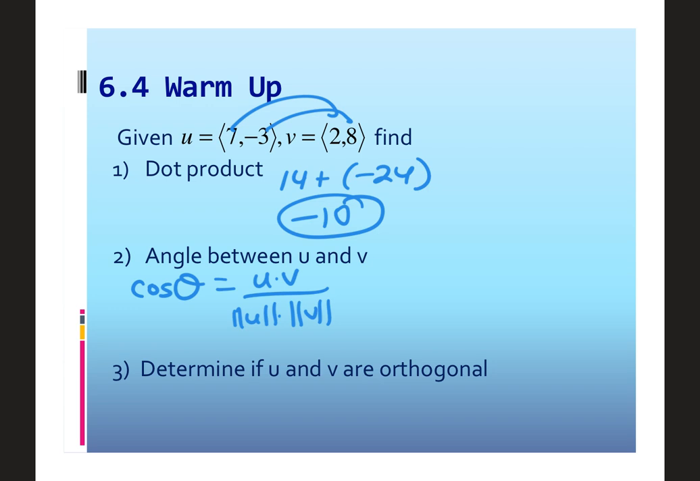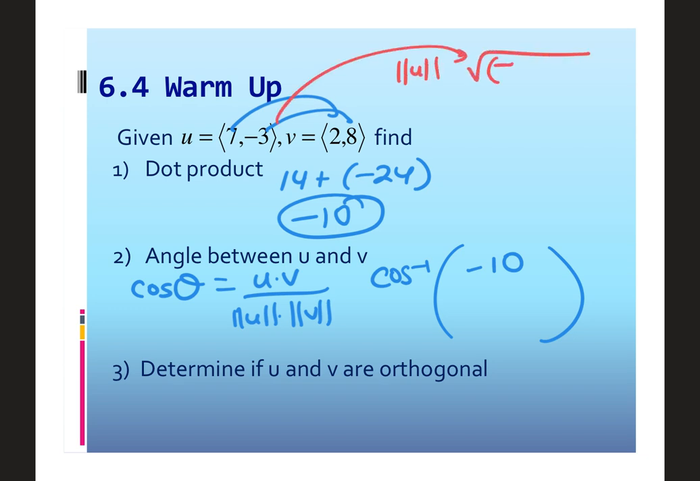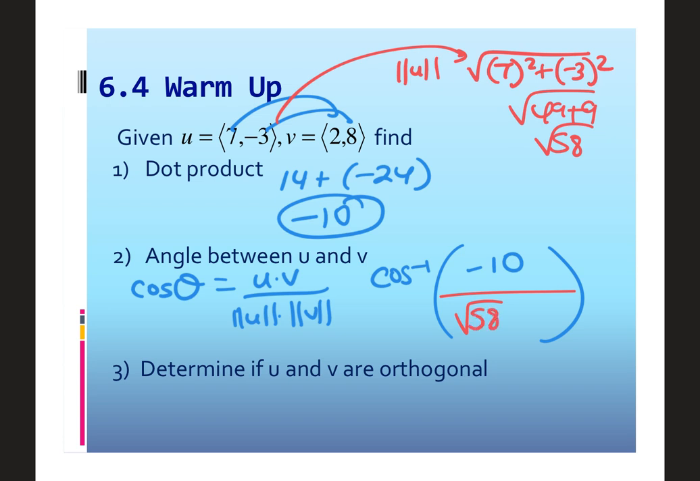I already know that, so in the calculator, I'm going to write cosine inverse. And then the dot product is negative 10. I already got that part. The magnitude of U is the square root of a squared plus b squared, 49 plus 9, so square root 58. And then the magnitude of V is the square root of 2 squared plus 8 squared, 4 plus 64, which is 68.